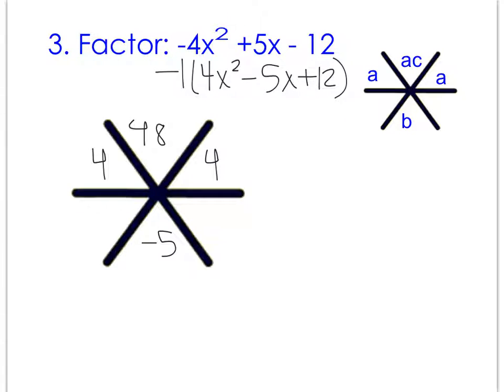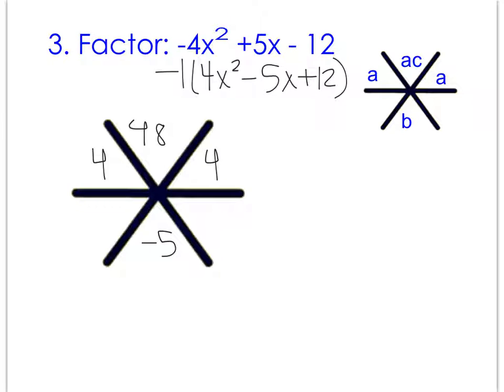Now you have to ask yourself, what are the factors of 48 that when added together give me 5? Well, 48 divided by 2 is 24, and that can't add up to be 5. 48 divided by 8 is 6, but that can't add up to be 5. 48 divided by 12 is 4. Those two together can't find a way to make up 5. Let's keep trying factors. 48 divided by 16 is 3. That can't add up or subtract to get 5.